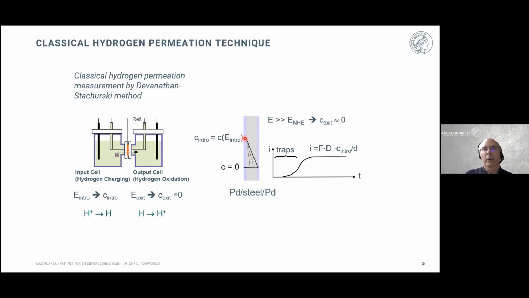That means after a while you have a linear gradient through the material. When you have that, you end up with a final constant permeation current density. At the first moment, you don't see anything because it takes a while for the hydrogen to reach the outer side, right? That gives you then an idea about how much hydrogen is trapped in the material. Okay. So that's a standard technique to learn, for example, permeation of hydrogen through materials.